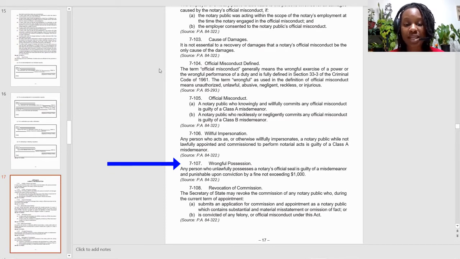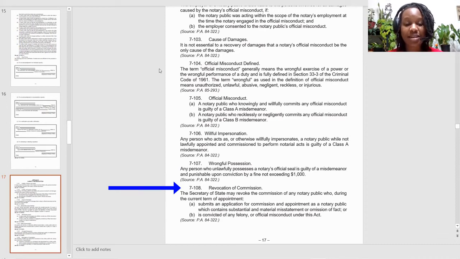7-107, wrongful possession. Any person who unlawfully possesses a notary seal is guilty of a misdemeanor and punishable upon conviction by a fine not exceeding $1,000. So this is one and the same. Not only will you be willfully impersonating a notary, but in doing so, you will be unlawfully in possession of your notary seal, because it just said in the previous slides, A, B, and C, and D, or 1, 2, and 3 has to be taken care of, and so forth.